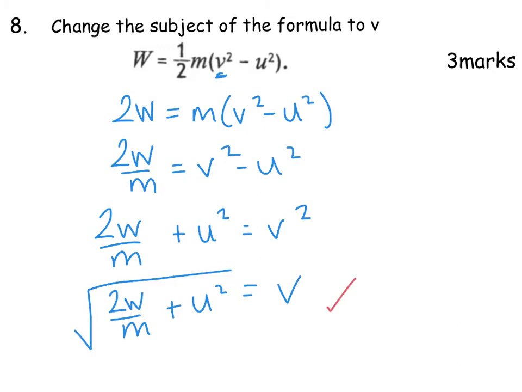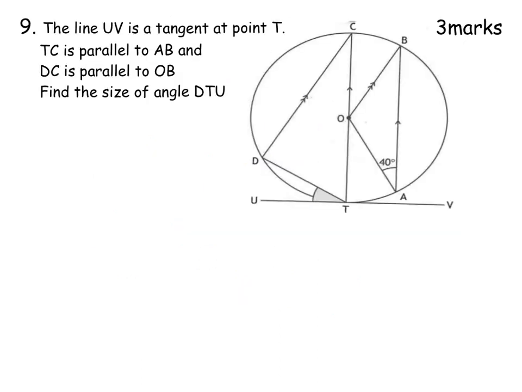There would be a mark for moving over the u squared. And I think what they're hoping is that you do this in one go. So some people might go straight to the 2w over m stage in one go. So that's where the 3 marks would be there. But generally you would not have 4 operations or 4 things to move like we had to do there.